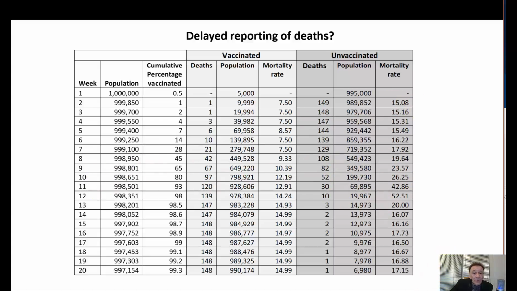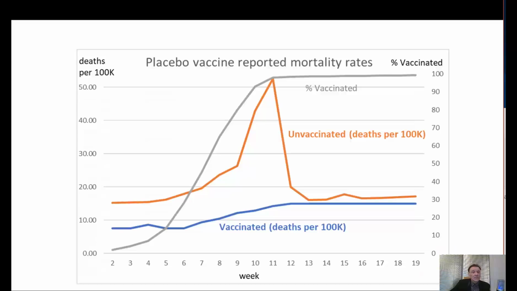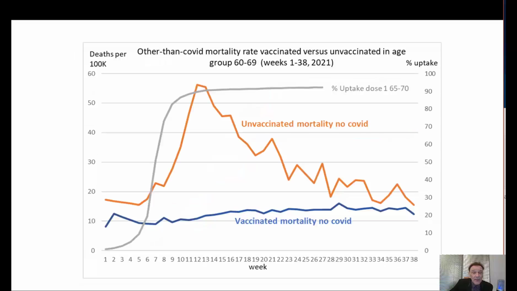And if we plot that, what we're seeing here, again, the unvaccinated mortality rate is consistently above the vaccinated, with this peak at the same time as the percentage vaccinated peaks. And it appears that this placebo is very effective because it's causing a much lower mortality rate in the vaccinated. And that pattern we can now compare to the actual observed pattern. So this is what we saw in the 60 to 69 group. Very similar pattern. In fact, we saw it for all of the age groups.